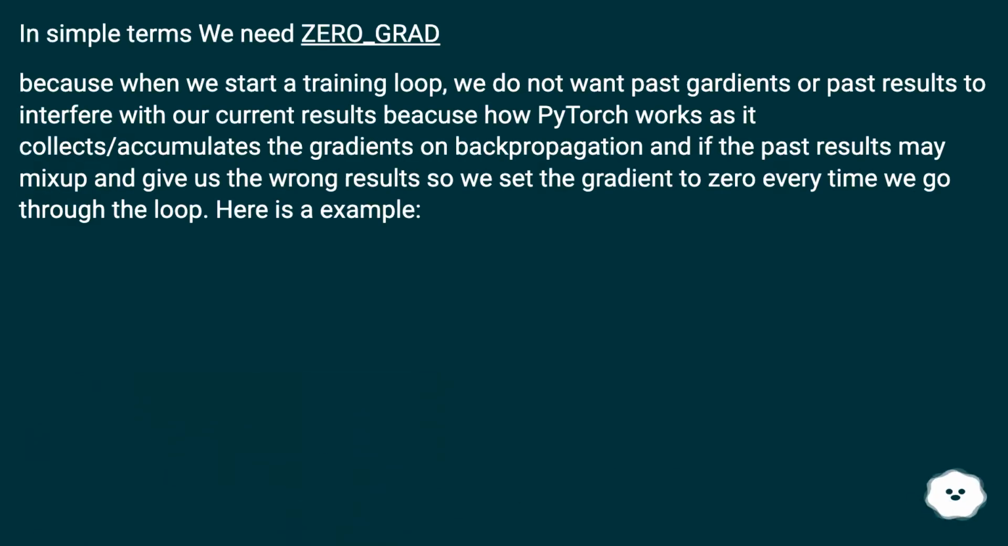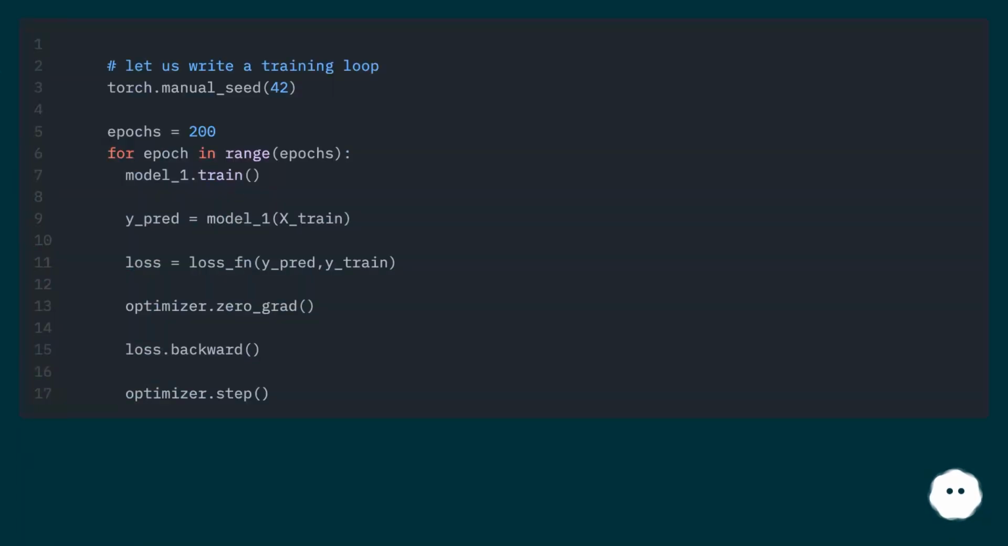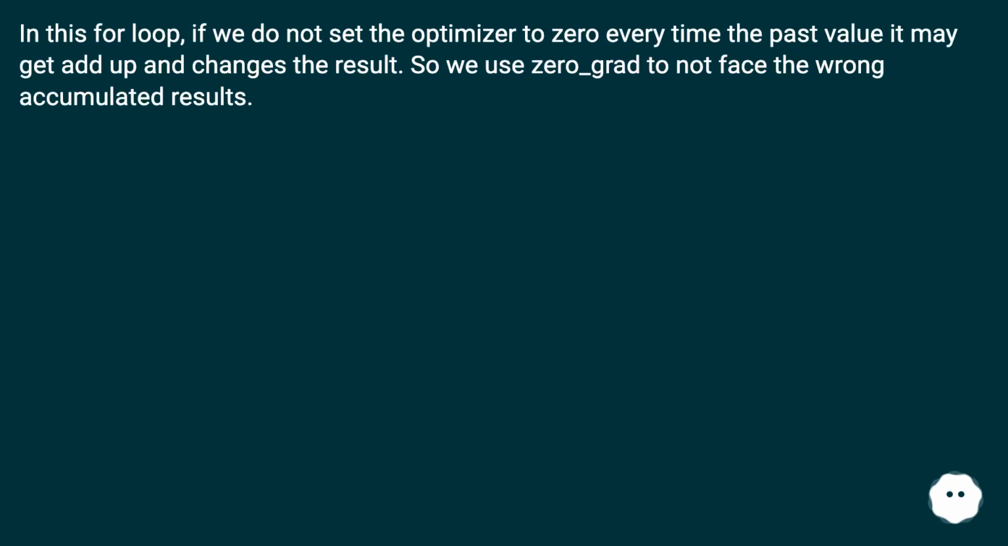In simple terms, we need zero_grad because when we start a training loop, we do not want past gradients or past results to interfere with our current results. PyTorch collects/accumulates the gradients on backpropagation, and if the past results mix up, they may give us the wrong results, so we set the gradient to 0 every time we go through the loop. Here is an example. In this for loop, if we do not zero the optimizer's gradients every time, the past values may add up and change the result. So we use zero_grad to not face the wrong accumulated results.